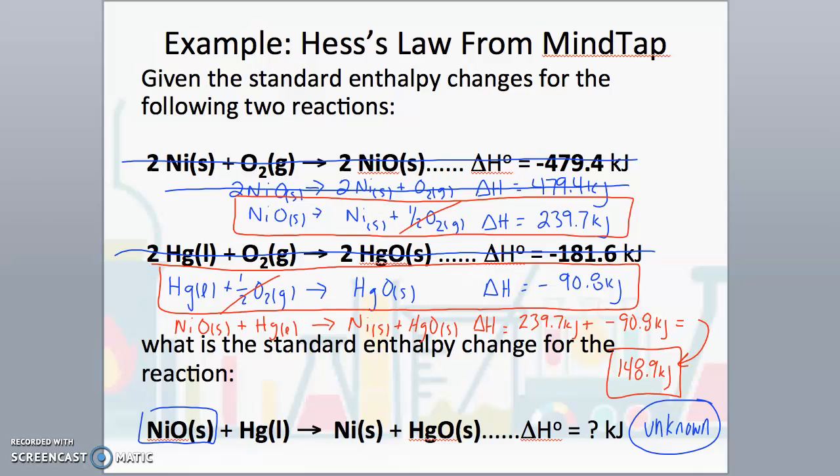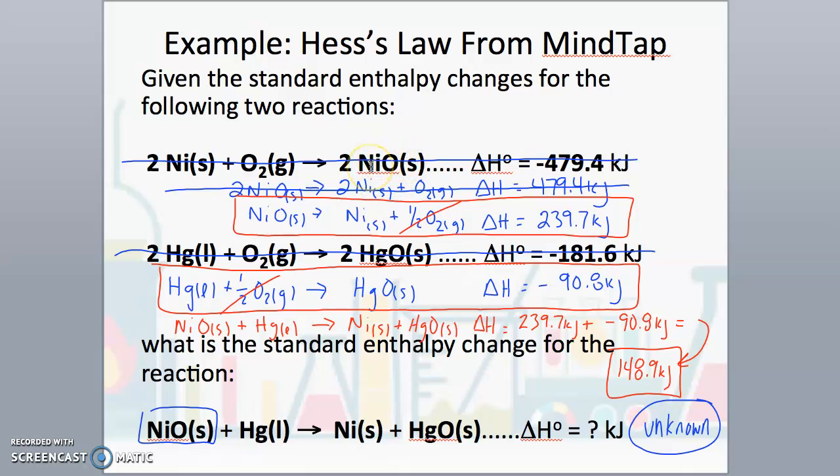This is an example from MindTap, and it looks like a mess, but just kind of bear with me. I've got my unknown reaction down here. I don't know the delta H. I'm going to start with the first. I like to work left to right. Nickel oxide, solid form, one of these. I have it up here in this reaction.